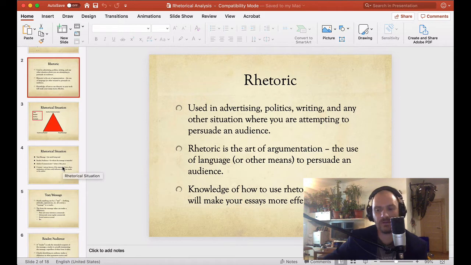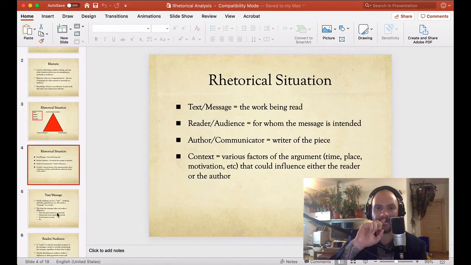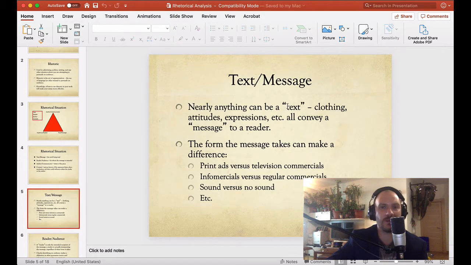But it's important to know that when you're creating a text, there are a lot of different concepts that interact with that text. And when we use the term text, we are speaking of any sort of message. So I will sometimes use the word text when I'm talking about a video or clothing. All right. So it's not just a document.